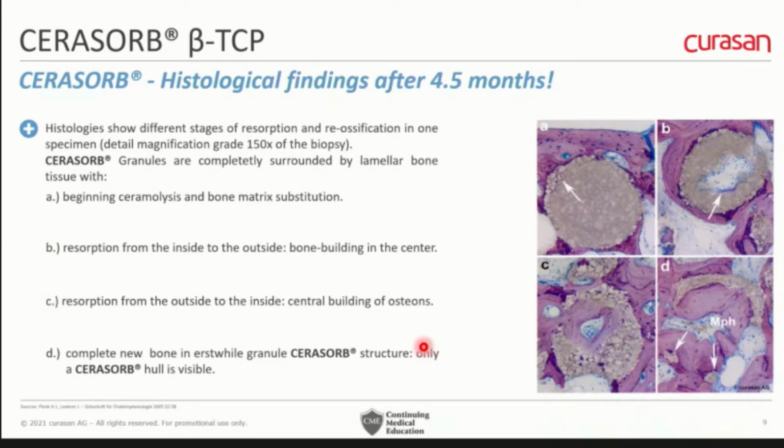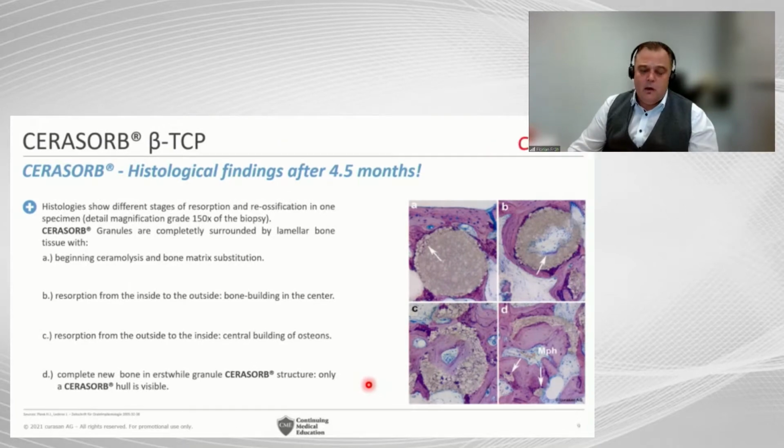In the next pictures, also from this histological series, you can see in picture A the beginning ceramolysis and bone matrix substitution. In picture B, the resorption from the inside to the outside, meaning that you have a bone building in the center of the granule. Picture C, resorption from the outside to the inside, leading to a central building of osteons. And finally, in picture D, the complete new bone in the erstwhile granule CERASORB structures, where you only see a hull of the CERASORB.